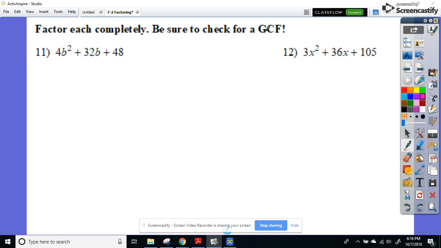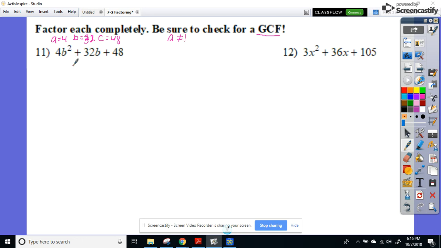So the next kind that we're going to work on, it says for us to factor these. It says be careful to check for a GCF. So we're going to remind you what a GCF is. But notice that this time we're working on the ones where A is not 1. Now when A is not 1, notice right here, our A is 4, our B is 32, and our C is 48, just reminding you where A, B, and C are. Our A is not 1 on any of these.